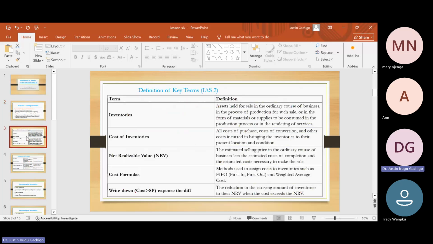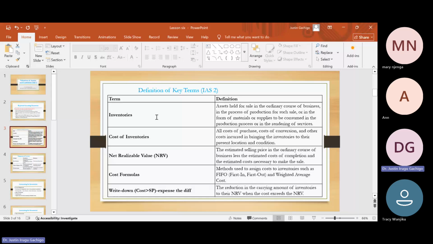So some key definitions. Inventories: these are the assets held for sale in the ordinary course of business, in the process of production for such sale, or in the form of material or supplies to be consumed in the production process or in the rendering of services.